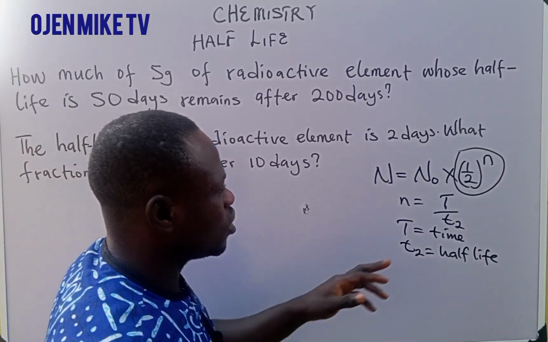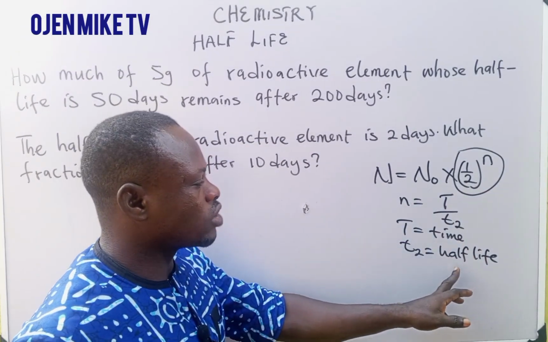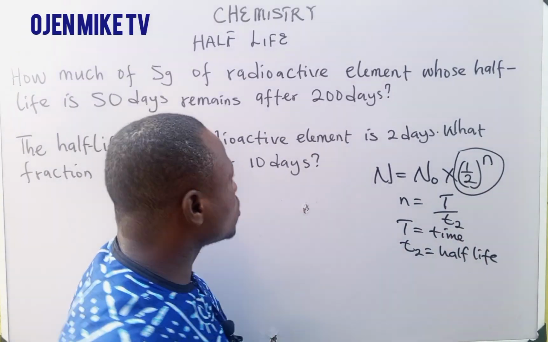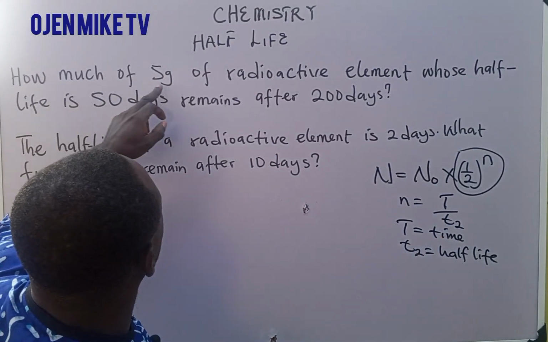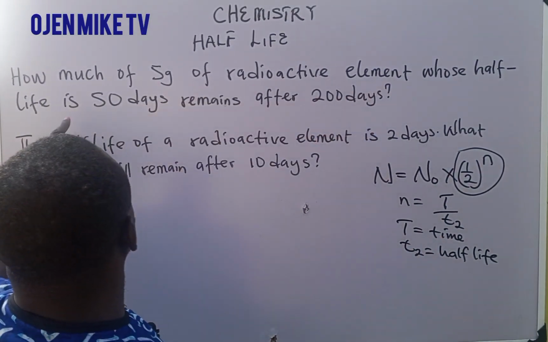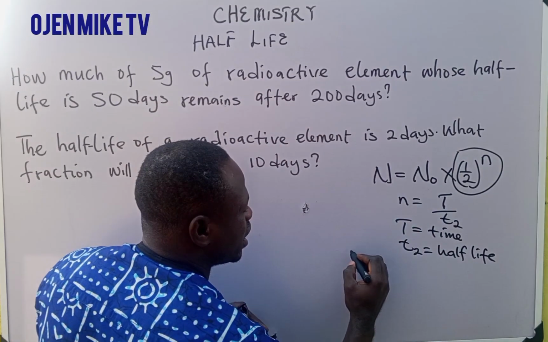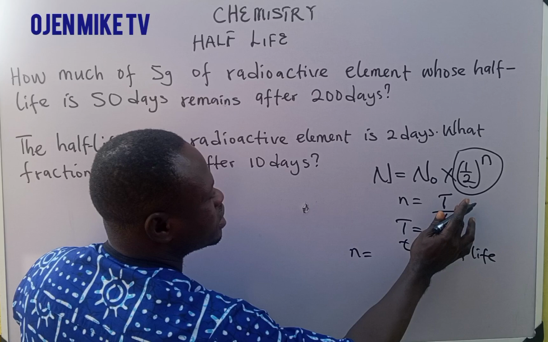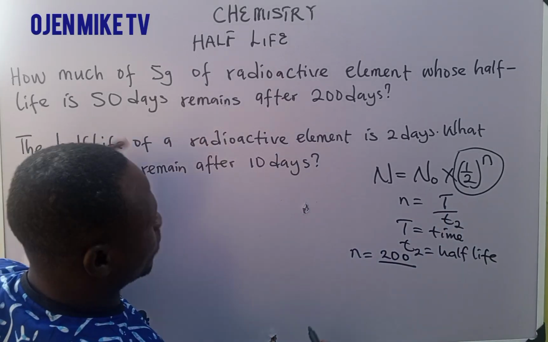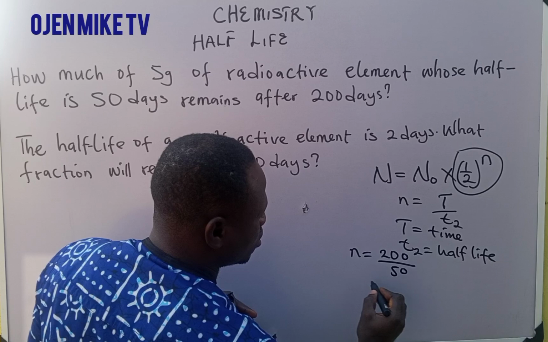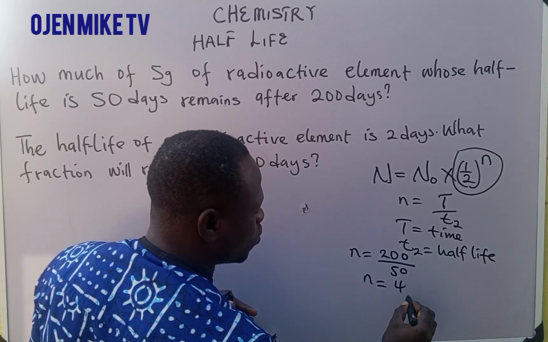Firstly, remember your n is always time over half-life. So what is your time here? See, how much of a radioactive element whose half-life is 50 days? Your time is 200 days. So I will simply say n is equal to time, 200, divided by 50. n is equal to 4.